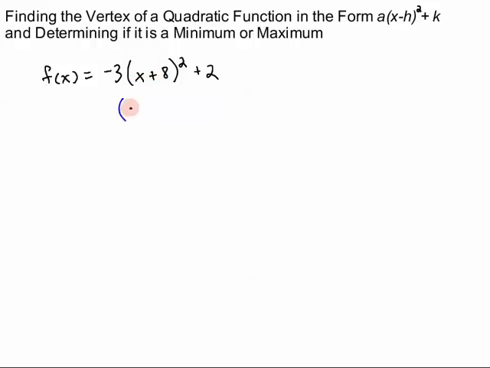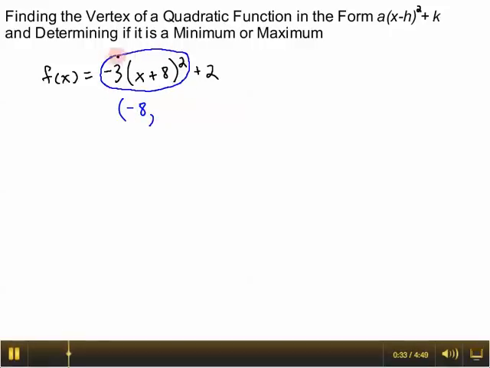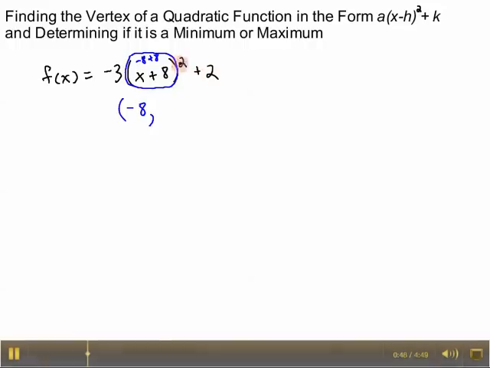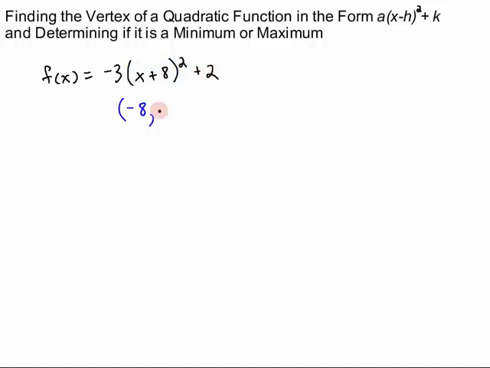So the x value would have to be -8, and you can see that if -8 is the x value, all of this right here becomes 0. So the y value would be just the 2 that's left out here, right? If you plug -8 in here, you get -8 plus 8. This whole thing here is 0, and then when you square it, that's 0. And when you multiply that by -3, that's still 0. So the y is just the 2 that's left out here. Okay, so the vertex in this case is -8, 2, the ordered pair -8, 2.